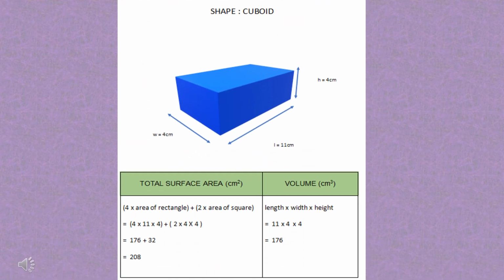This is the shape of a cuboid. To find out the total surface area, I use 4 times area of rectangle plus 2 times area of square. For the volume of a cuboid, I use length times width times height.